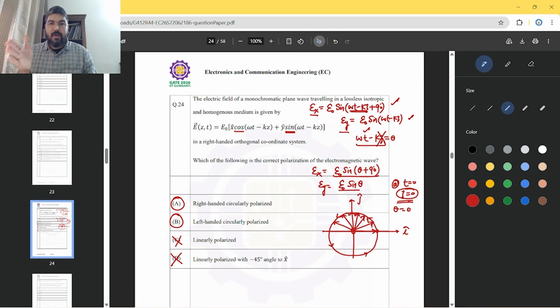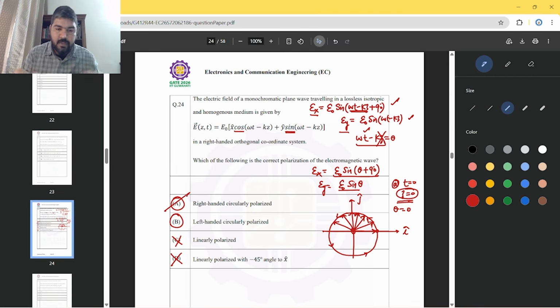It means this rotation is matching with the right-hand circulation, not the left hand, because in the left hand, if you take the thumb in the propagation direction and rotate your fingers, the fingers will rotate in the clockwise direction. So that cannot be correct, because the electric field direction is actually rotating anti-clockwise. So the right hand shows the actual rotation. That's why it's right-handed circularly polarized. The answer is option A. I hope you understood it.